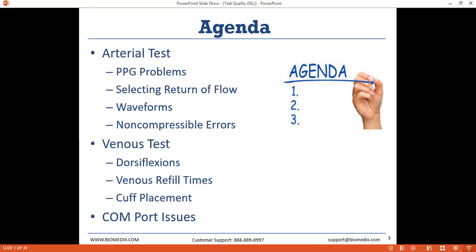In the venous test, we'll discuss proper dorsiflexion technique, how to calculate venous refill times, and where to place your cuff. And then we'll also discuss a very common technical problem called a COM port error.